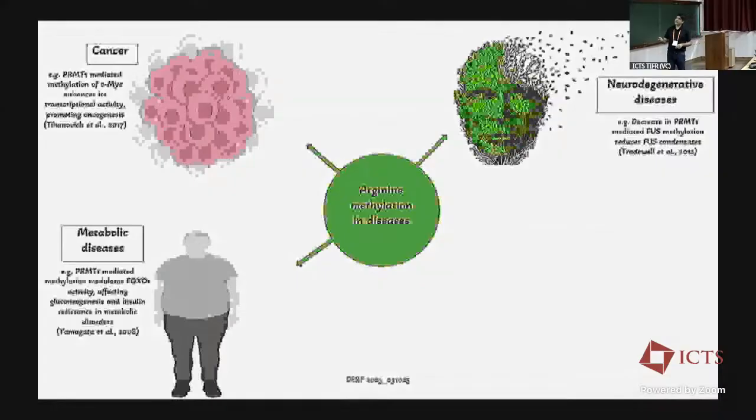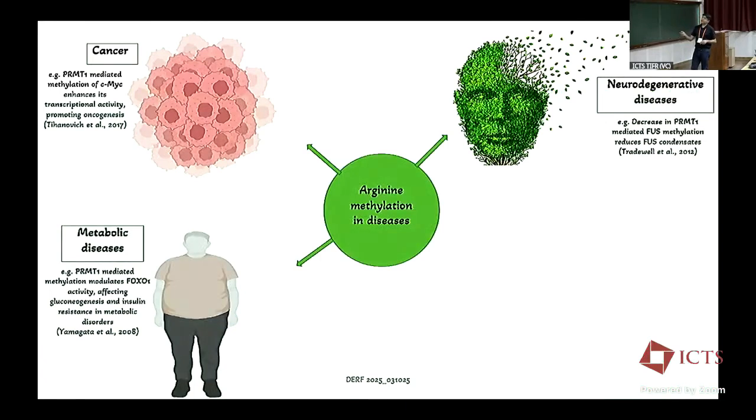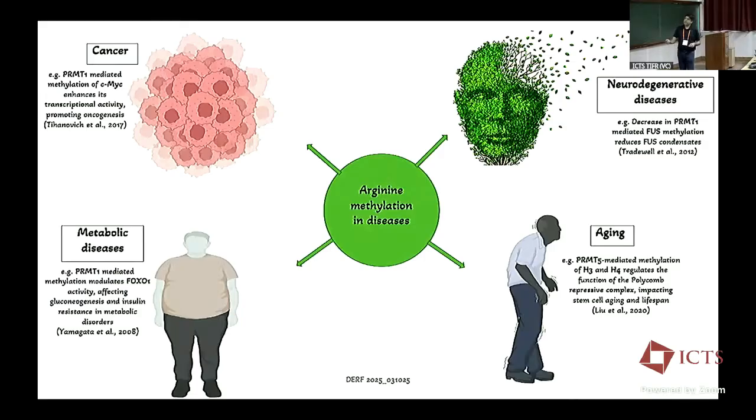There are PRMT inhibitors which are under trials for different kinds of cancer. There is arginine methylation of different proteins implicated in neurodegeneration, for example, FUS, which seems to affect their phase separation and/or toxicity. It's been implicated in metabolic diseases and in the context of aging. So as such, this PTM is also a very important modification, over and above the fact that the largest group of arginine methylated proteins are actually RNA binding proteins.